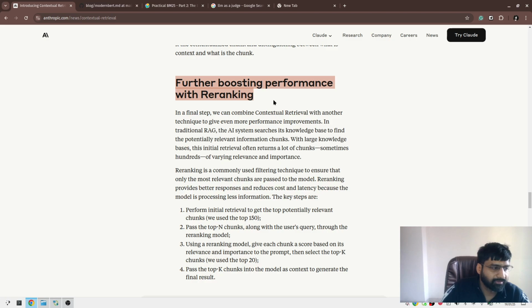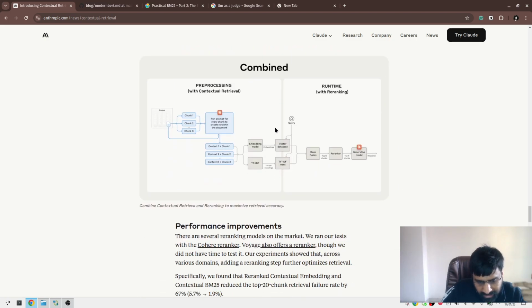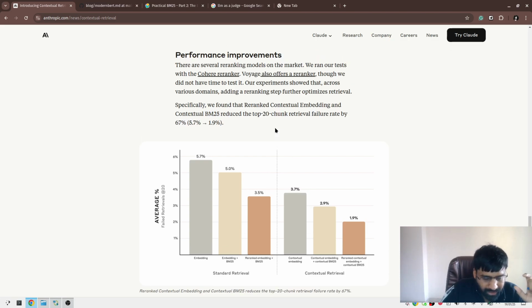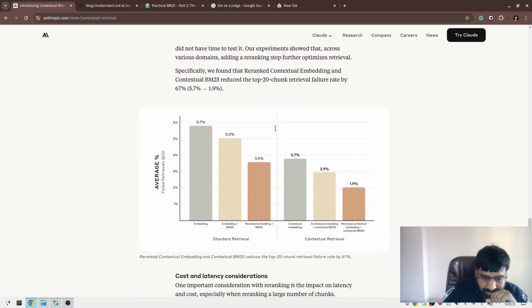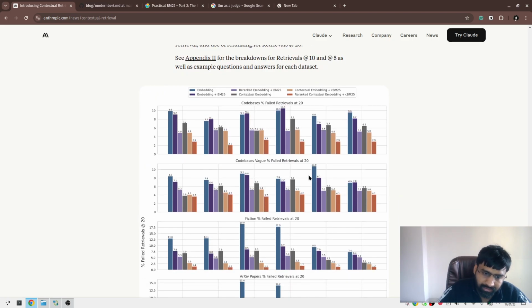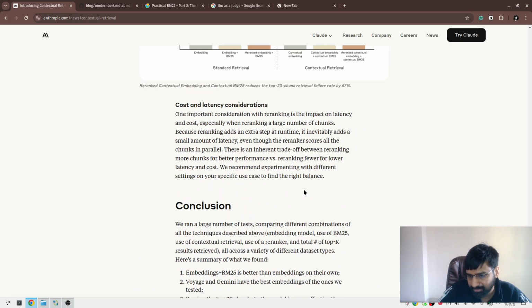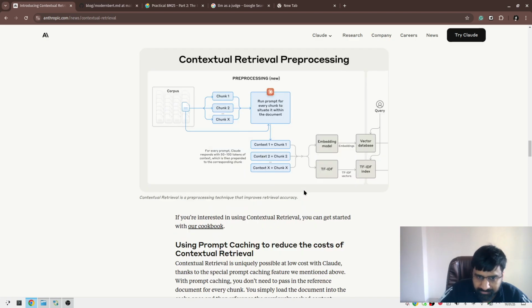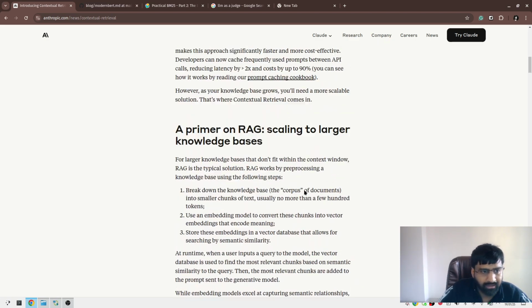Then you can further boost the performance with re-ranking. So basically after you have retrieved the top k chunks, you can re-rank those retrieved chunks based on their relevance to the query. Yeah. So this was a very brief, very short blog, but it was a very, very good blog and one of the best reads I had so far. This was a great blog I had encountered when I was writing my first draft.